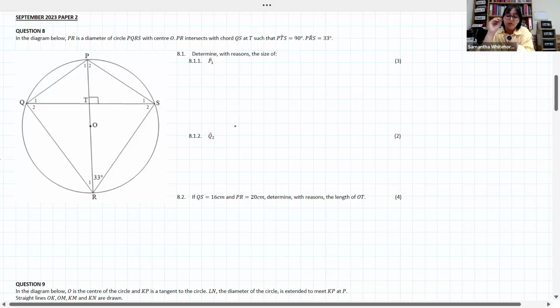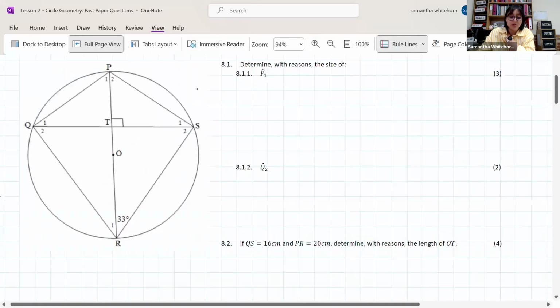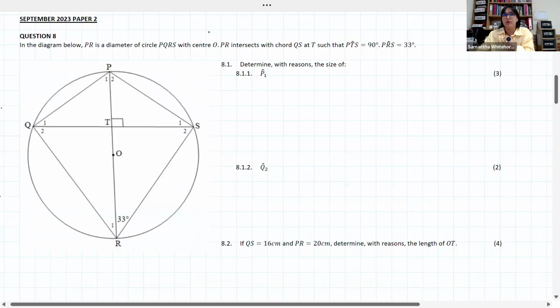Alrighty, so in geometry, the first and most important thing is that you read the question. Read your question carefully, make sure you know all of the information that pertains to this question, then you can move on to whatever it is you need to work with. So here we have been told in the diagram below, PR is the diameter of circle PQRS with center O. PR intersects with chord QS at T such that angle PTS is equal to 90 and angle PRS is equal to 33.